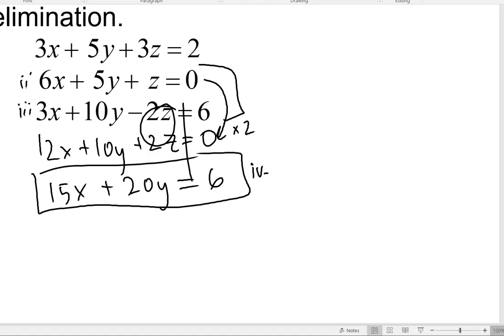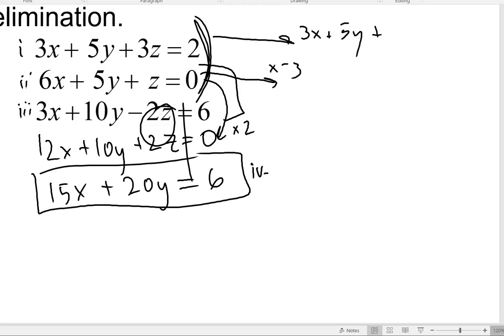The second one, we have to use equation 1. And I'm just going to use equation 1 and 2 this time. If I use these two, I need to take the bottom one and multiply it by a negative 3. So the z's will cancel. Top one I'll just bring over. So 3x, 5y, plus 3z equal to 2.